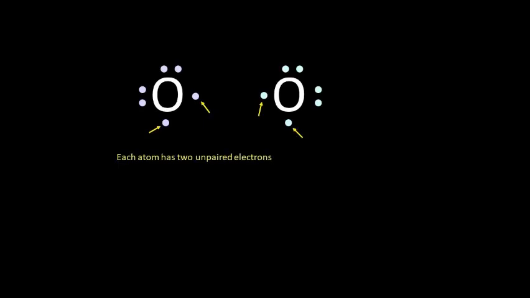But because each of them has only 6 in their outer shell, they both have 2 unpaired electrons. So sharing a single pair, like we did with the chlorine, won't work for oxygen. So what oxygen will do is it will pair itself off with another oxygen atom, but each of them will share 2 electrons.